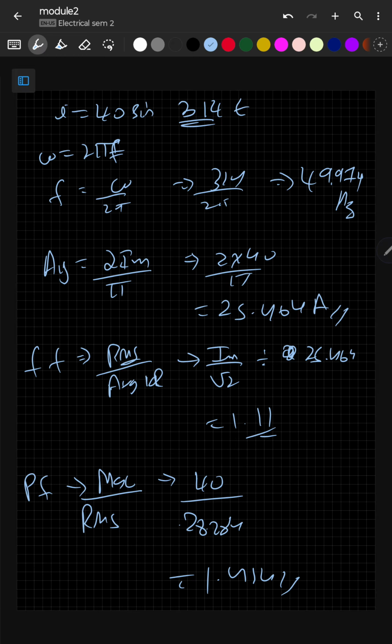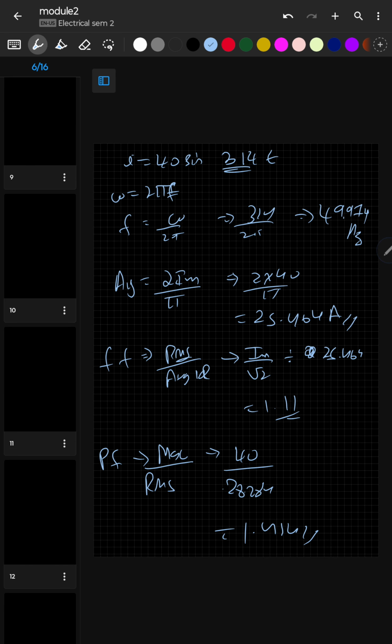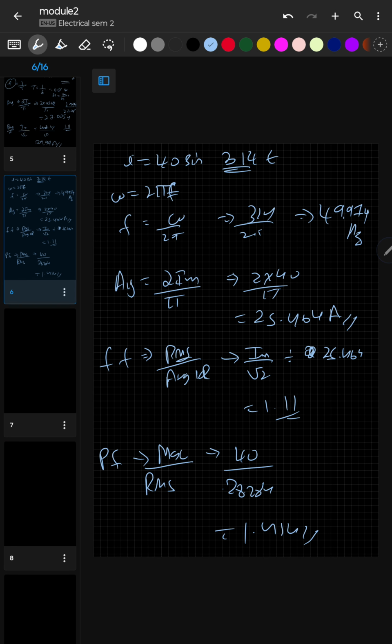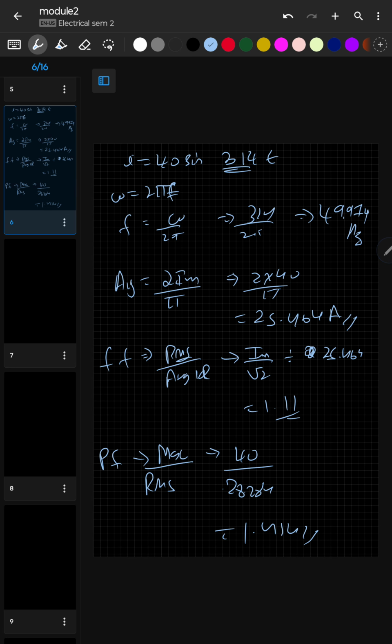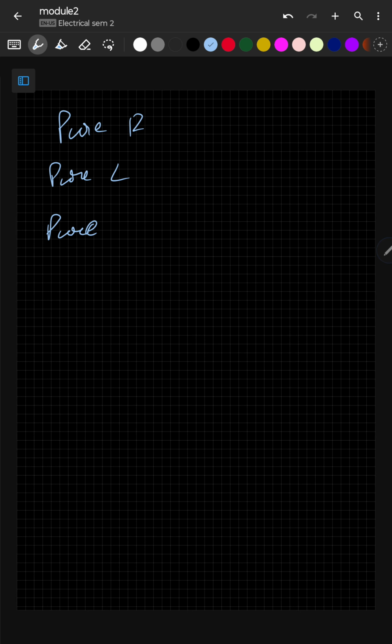Okay, from here the main part starts, the harder part of that. Till now what we did was basics, introduction. And now what we're going to do is, there are 6 cases. Pure resistor, pure inductor, pure capacitor, then you have RL, RC and RLC.